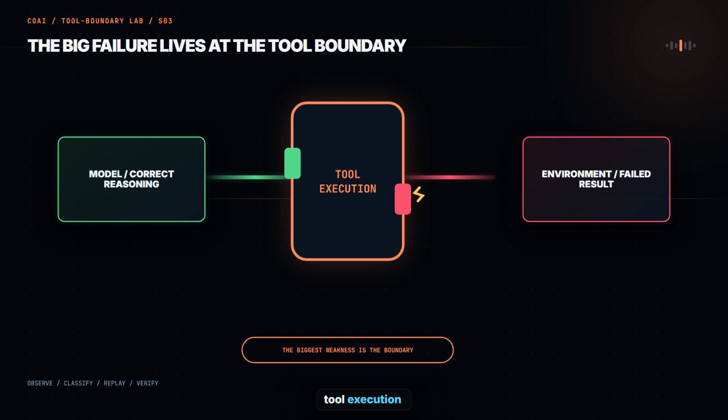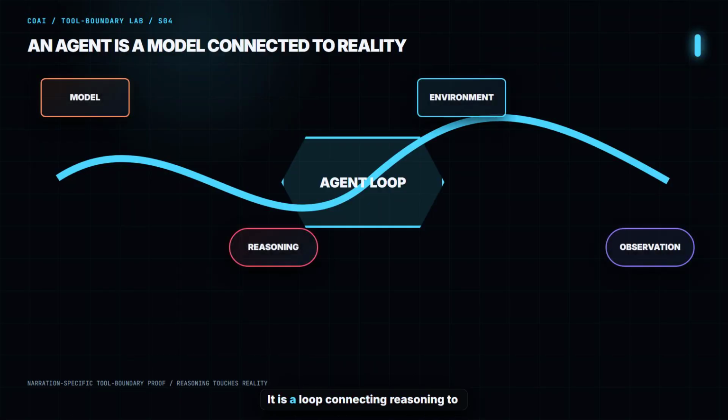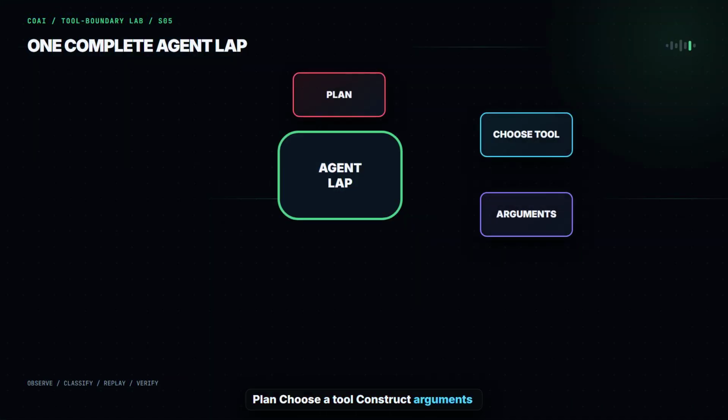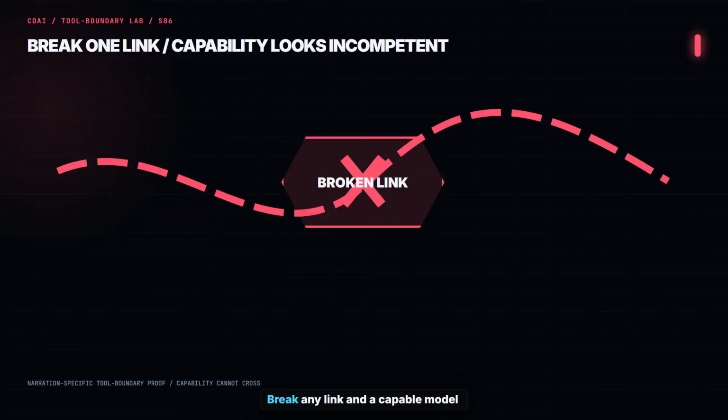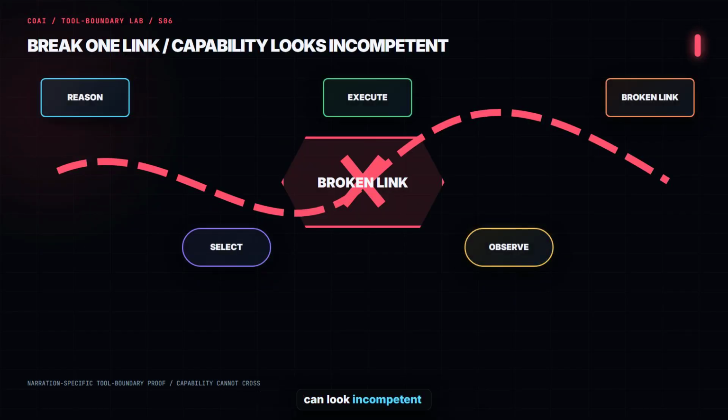Tool execution. An agent is not just a model. It is a loop connecting reasoning to an environment. Plan. Choose a tool. Construct arguments. Execute. Observe the result. Decide what happens next. Break any link and a capable model can look incompetent.